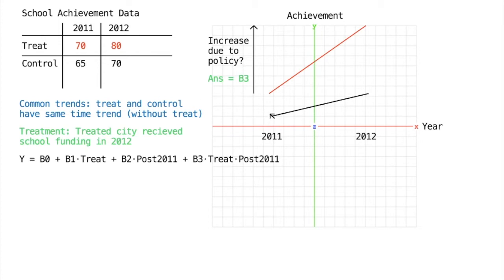So for our example, suppose the treated city did not receive the school funding. Then what do we expect their achievement to be in 2012? Well, under the common trend assumption, the treated cities' test scores would change by the same amount the control cities change over time. So then, we would expect the schools in the treated city to get an average score of 75 points had the treated city schools not received the funding in 2012. This prediction is indicated by the blue line on the plot here, and this is called the counterfactual.